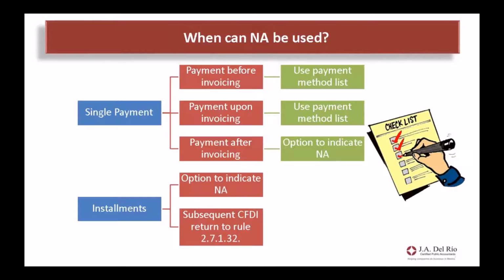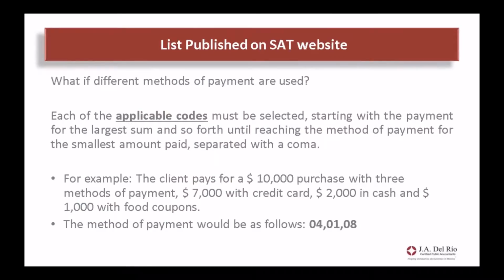Okay, do I already know the exact method of payment? If yes, we have to use the catalog. If not, we have the option of using NA. So I know that in theory, this can be very clear, but bring it to real life and we are going to have a couple of complications.